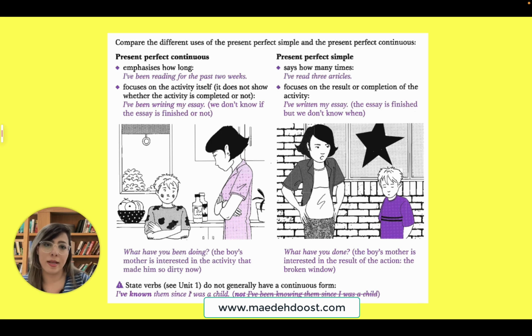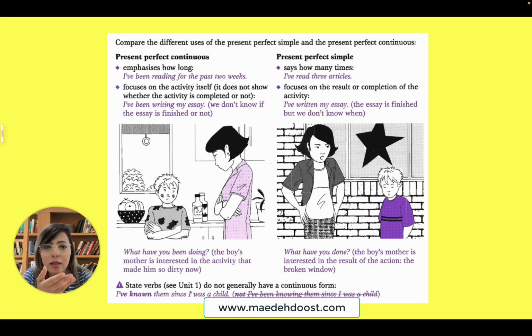I've written my essay. The essay is finished, but we don't know when. Yes, because in present perfect simple and continuous, we don't know when exactly. So what have you done? Look at the picture. What have you done? The boy's mother is interested in the result of the action. The broken window. Yes, the broken window is important.